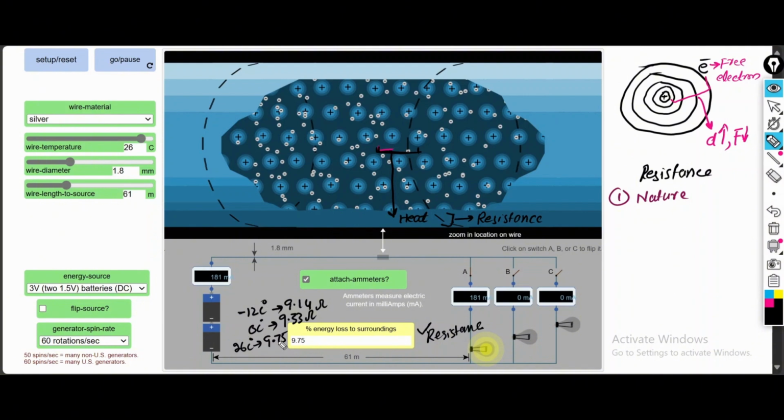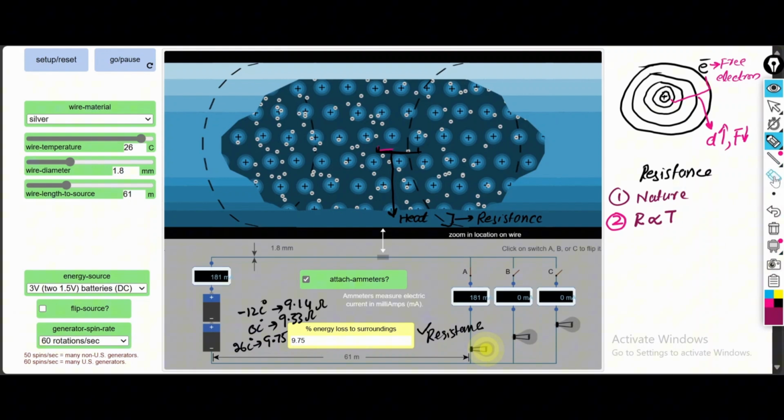So from this we can conclude that if we increase the temperature, in this case from -12, then 0 degrees centigrade, then +26, the resistance also increases. So the second factor is the temperature. In this case, resistance is directly proportional to temperature.